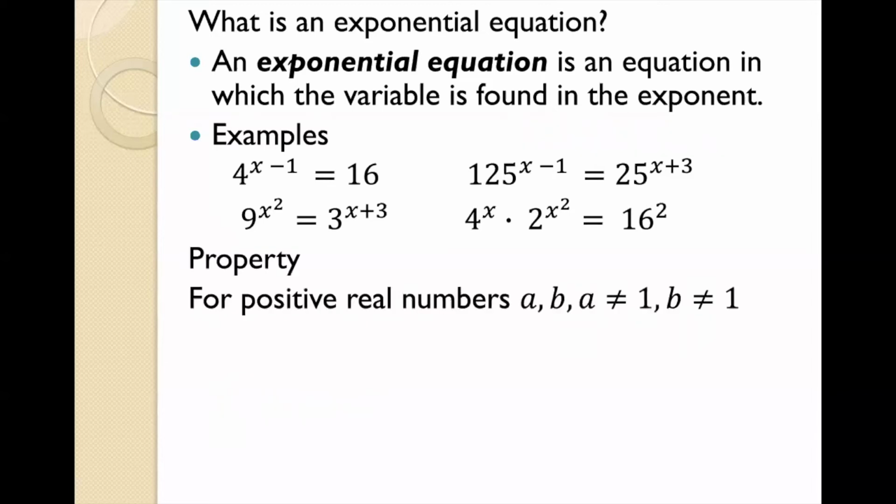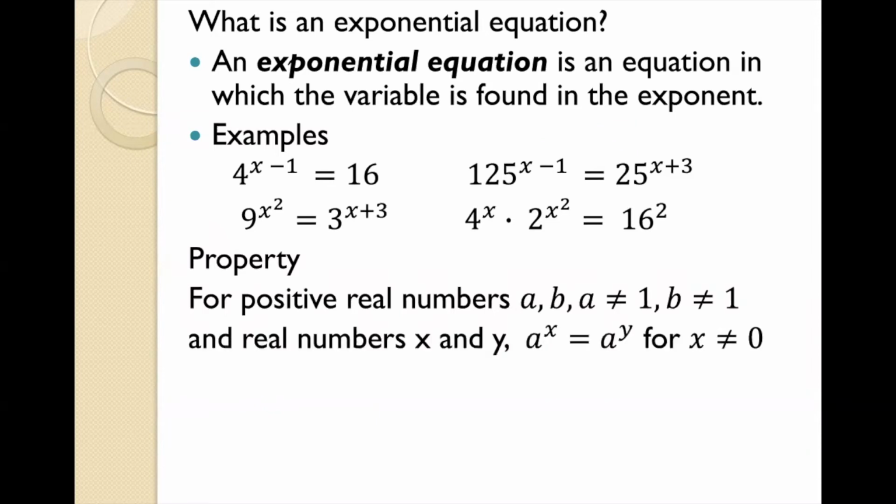So we have different properties. So for positive real numbers, a should not be equal to 1 and b also should not be equal to 1. And real numbers x and y, a raised to x is equal to a raised to y, for x should not be equal to 0. So again, positive real numbers a and b, a is not 1 as well as b is not 1 also. And we have real numbers x and y, a raised to x is equal to a raised to y, for x is not equal to 0. This is if and only if x is equal to y and a is equal to b.